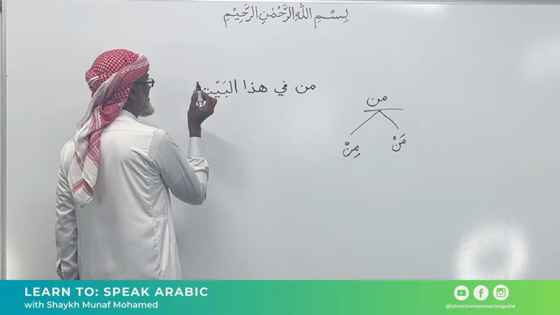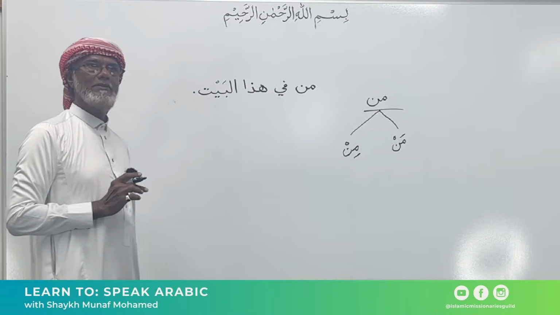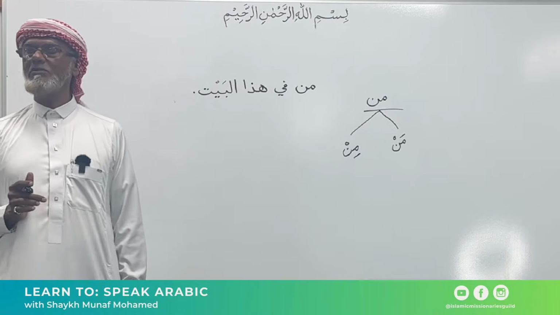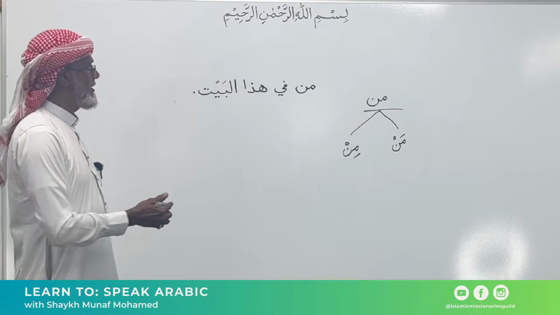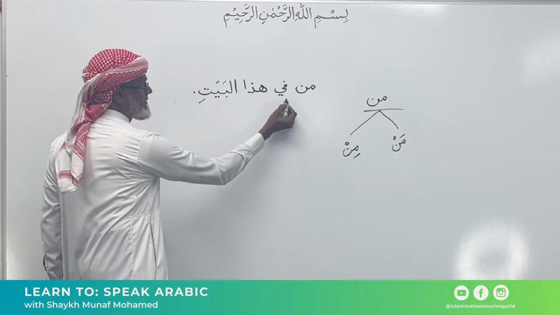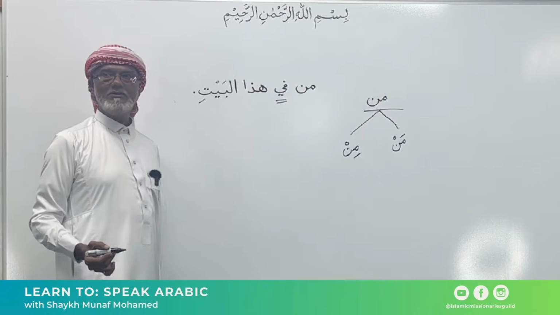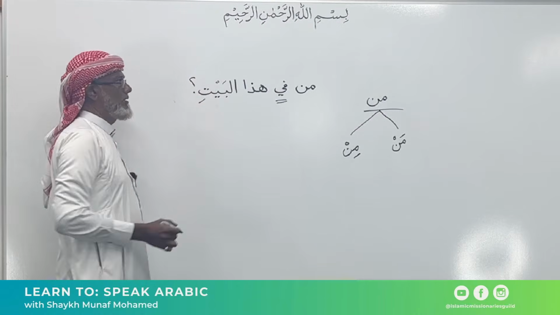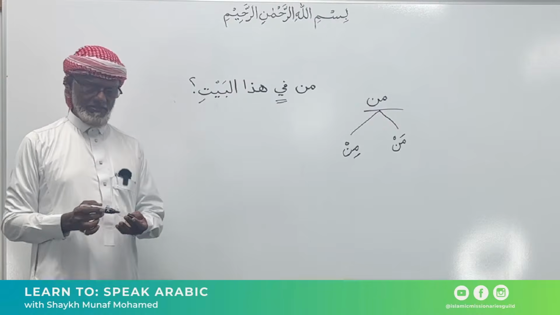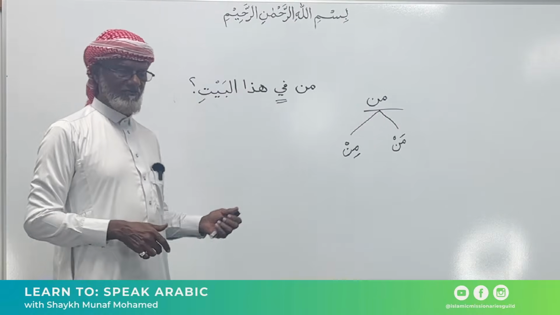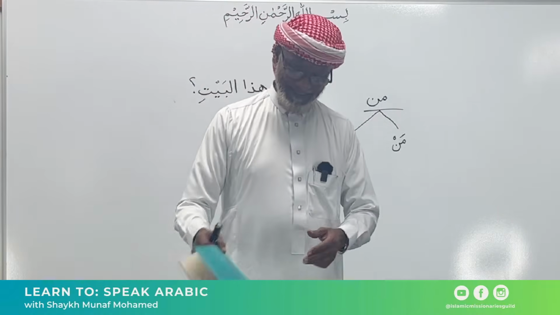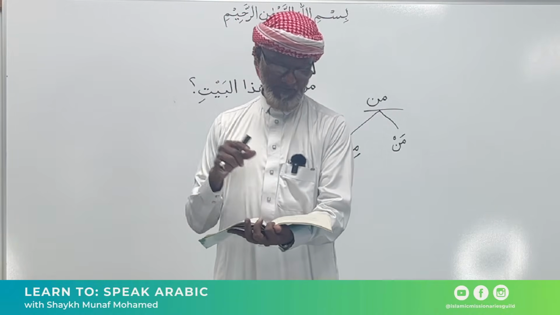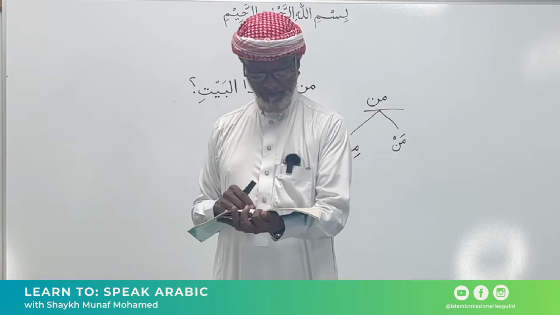What vowel should I put for this ta? You have to know all of that. Tell me. Kesra. Why? Because there is a preposition here. All right? Man fi hadhal bait. It's a question. So if you want all of the vowels, man fi hadhal bayti. All right? So that's the first one. Fihi hamid. Fihi hamidun.